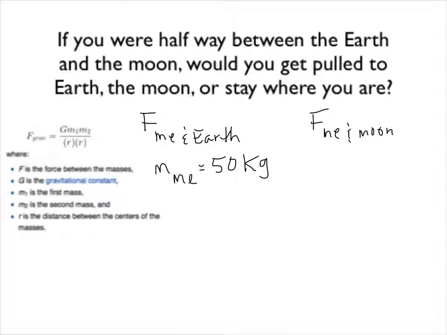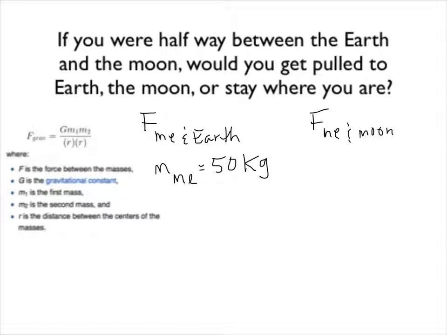If you want to know what your exact mass in kilograms is, you can Google your weight. You would just put in, like, my weight is 135 pounds. You could just Google 135 pounds equals kilograms, and Google will tell you exactly what you weigh in kilograms. But you can use 50 kilograms for any time I ask for your mass or my mass or a classmate's mass.